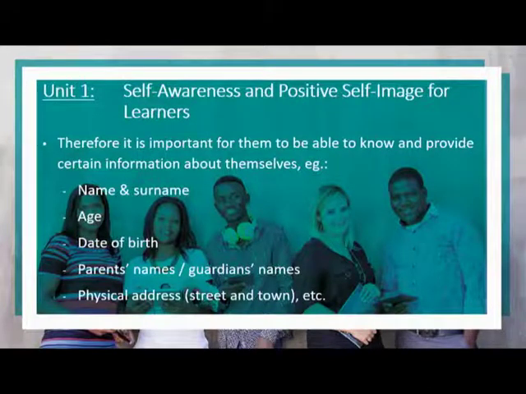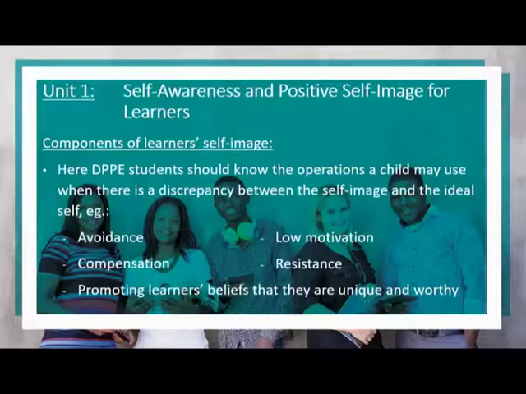For example, name and surname, age, date of birth, parents' or guardians' names, physical address, street and town, etc. Components of learners' self-image. Here, DPPE students should know the operations a child may use when there is a discrepancy between the self-image and the ideal self. For example, avoidance, low motivation, compensation, resistance. Promoting learners' beliefs that they are unique and worthy.